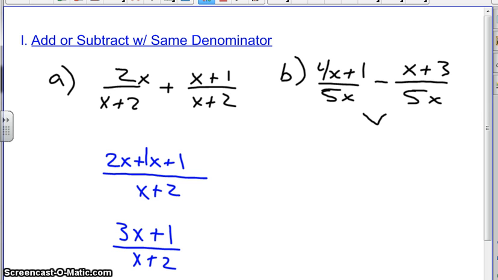Okay, who thinks you can tell us the answer to the second one? Tom. 3x minus 2 over 5x. Does anybody have a different answer? Madeline? Who has 3x plus 4 over 5x? I'm so confused.